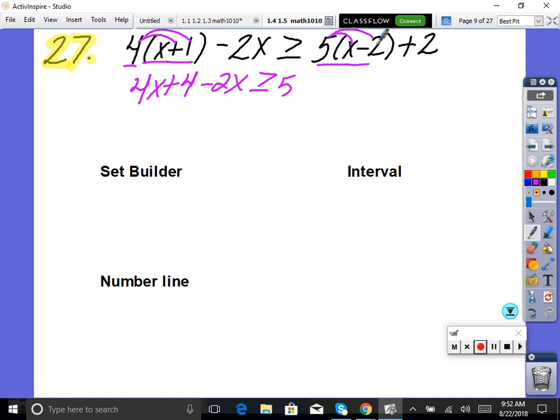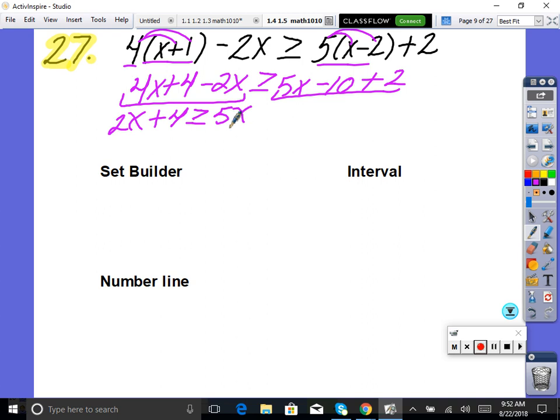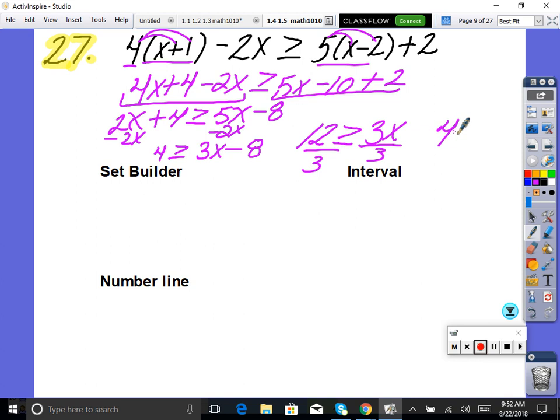So distribute 5x minus 10 plus 2. Combine like terms on this side. Okay, good. 2x plus 4 is greater than or equal to, combine like terms, 5x minus 8. Now I'm going to bring the x's together. Subtract 2x over here. 4 is greater than or equal to 3x minus 8. Shouldn't I add 8? So we have 12 is greater than or equal to 3x. Divide by 3, divide by 3. So we now have this. 4 is greater than or equal to x.